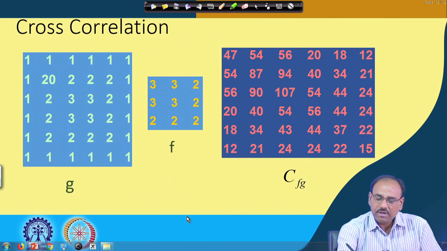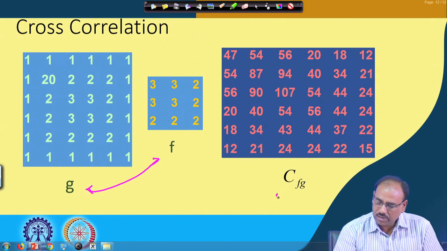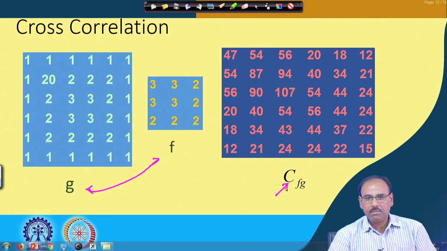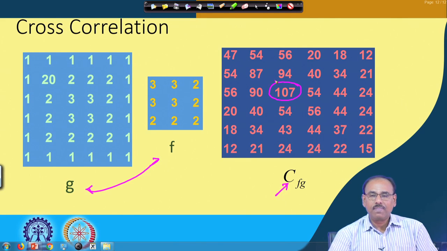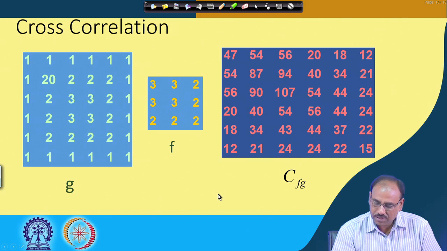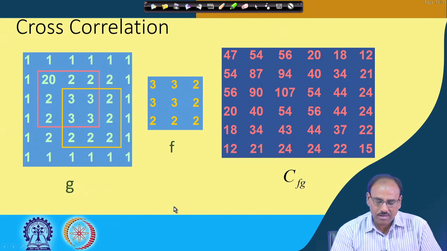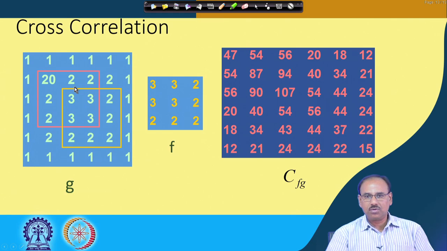Given these two images f and g as shown here, the cross correlation matrix that I get is given by this C_fg. If you look at C_fg, this is the maximum value. So this is where I should expect that my template exists within the given image. But if you look at this, actually it is not so. This corresponds to the maximum value 107, whereas my template actually exists over here, which is not given by this cross correlation. So what is the fallacy in my computation?